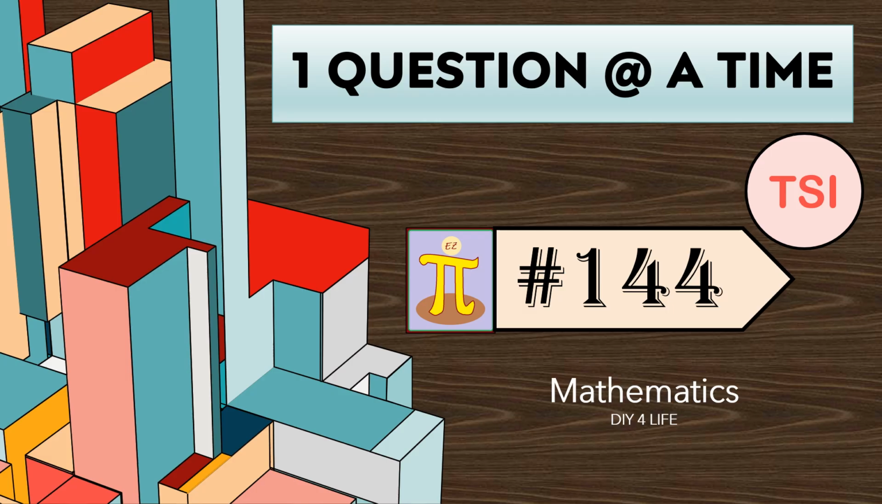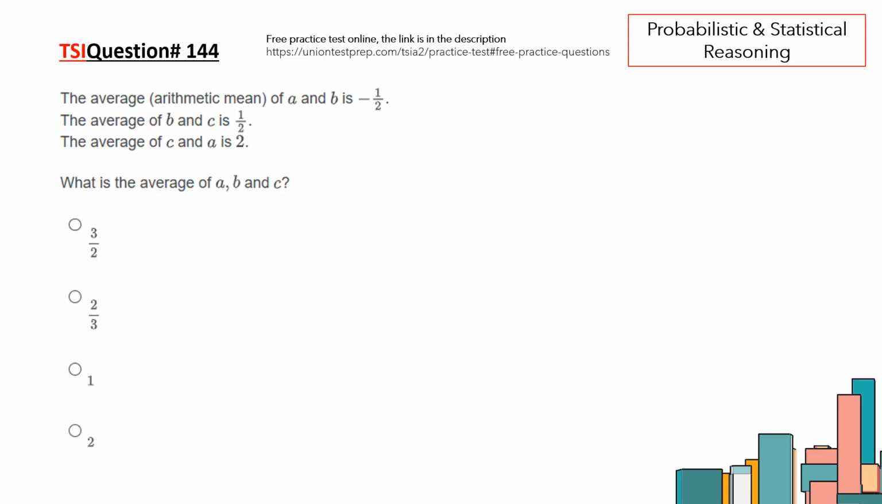Question number 144. The average of A and B is negative 1/2. The average of B and C is 1/2. The average of C and A is 2. What is the average of A, B, and C?